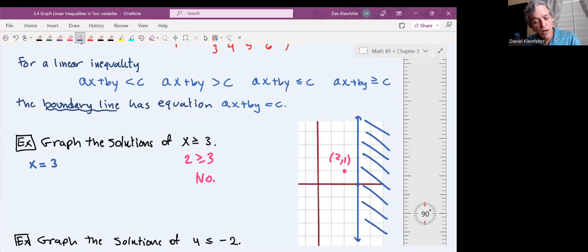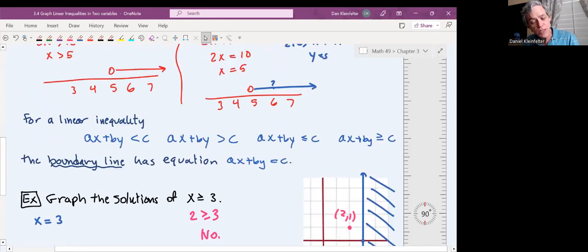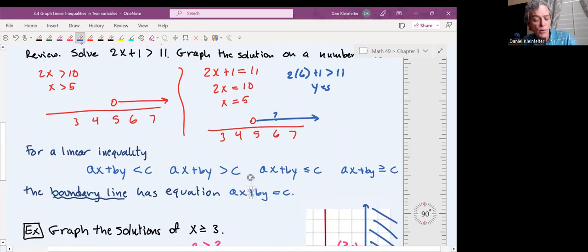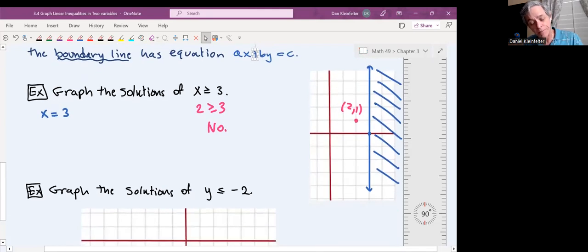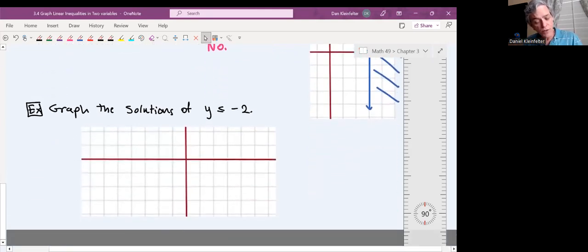The solutions are all on one side or the other, just as when we had our linear inequality in one variable, all the solutions were on one side or the other of the boundary point. Here, all of the points that make up solutions are going to be on one side or the other of the boundary line. All right, let's try one more.